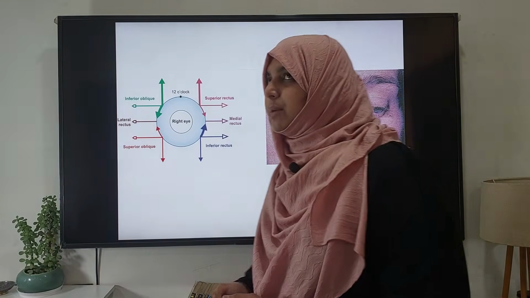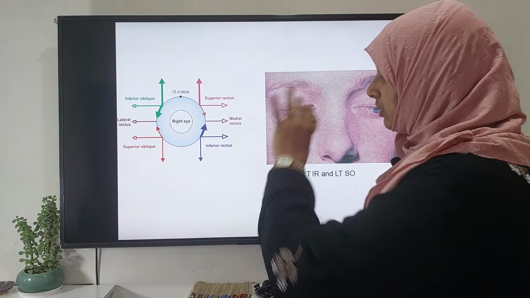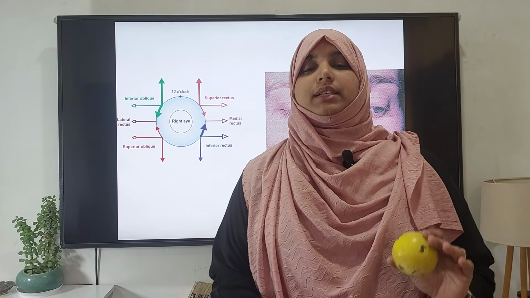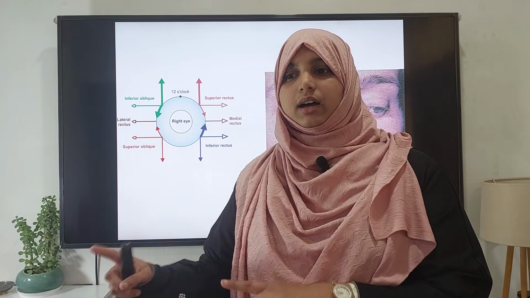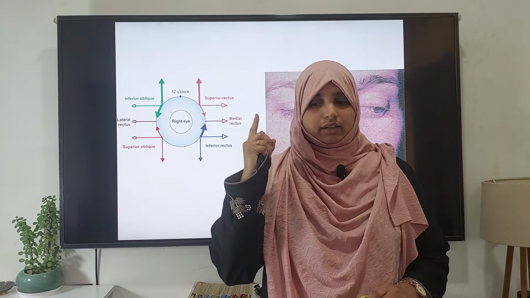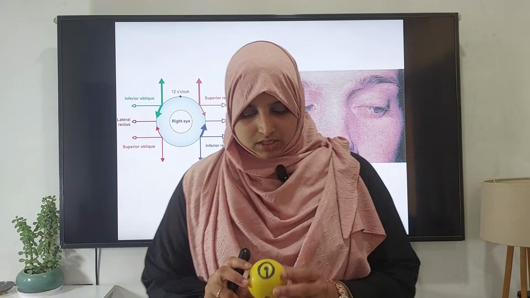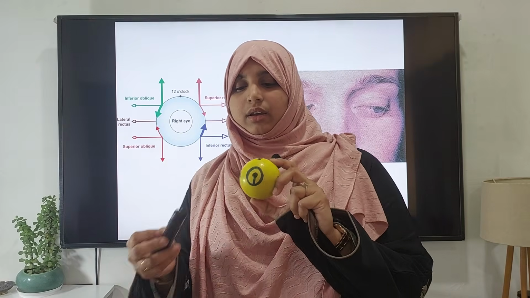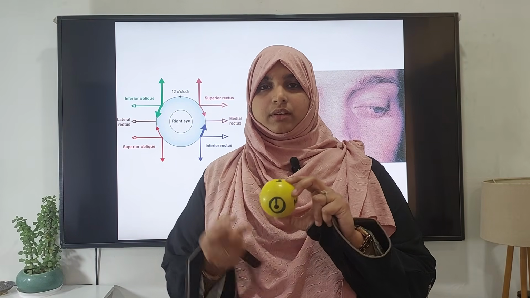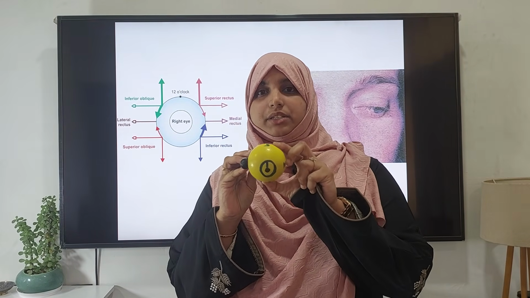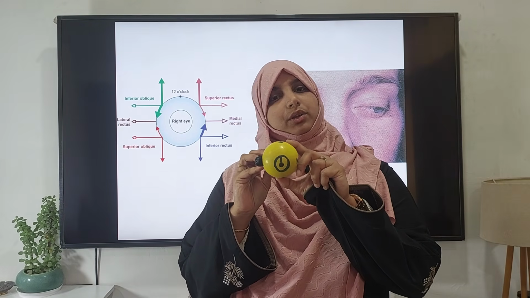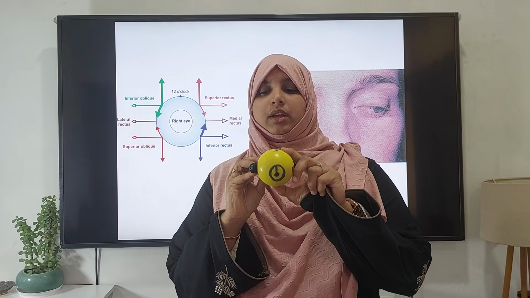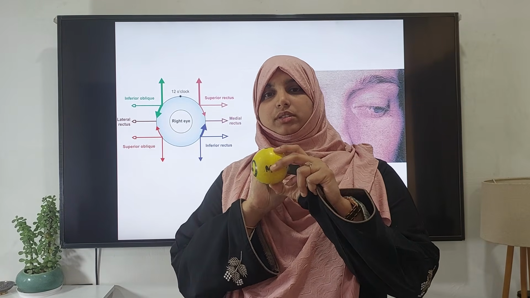So before we go to the applied part, I want you to revise the nerve supply of these muscles. We studied that it is LR6, that is, lateral rectus is supplied by the sixth nerve. Imagine here we have the eyeball, and this is the lateral rectus muscle. Lateral rectus is supplied by the sixth nerve, the abducens nerve. So if it is contracting, it causes this lateral rotation.